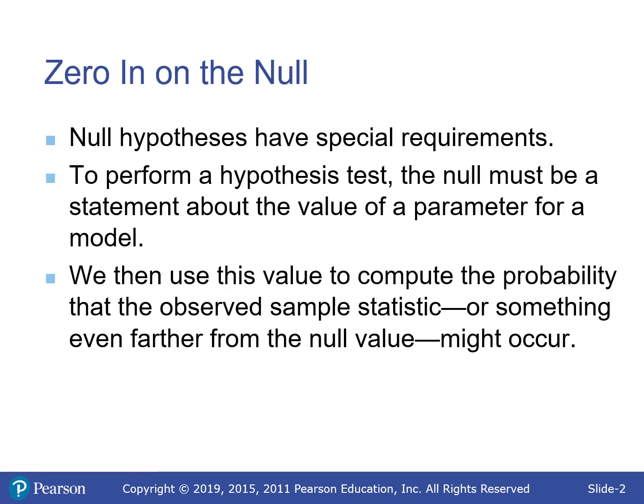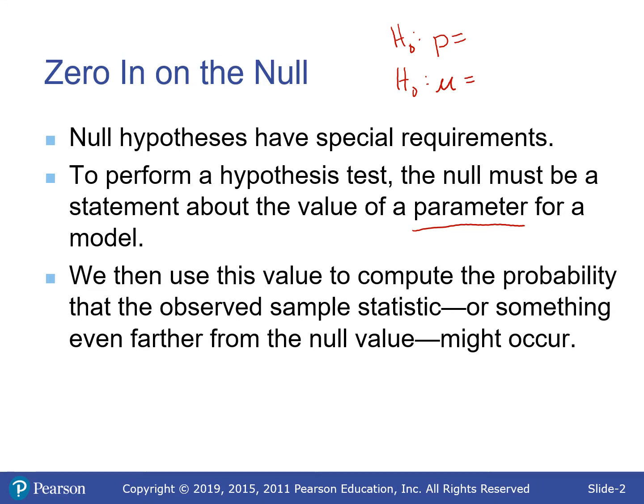So first of all, we have the null hypothesis. Now the null hypothesis does have some special requirements. First of all, it has to be a statement about the parameter. So your null hypothesis is going to look something like H naught such that p equals something. Or later on, we're going to get means. It'll be mu equals something, not x bar, not p hat.